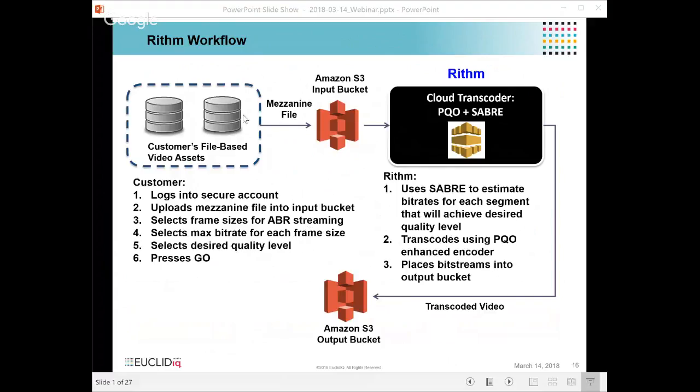The input video is then sent to the cloud, where the Rithm Cloud Transcoder uses the PQO plus Sabre combination to generate bandwidth-optimized encodings of the video that maintain the customer's desired quality level. The Rithm transcoded video is then sent to the customer's output bucket. This workflow is designed to be simple and easy to use, and we'll take you through the actual Rithm API in a future webinar.